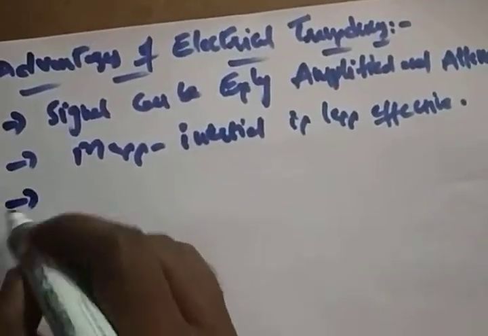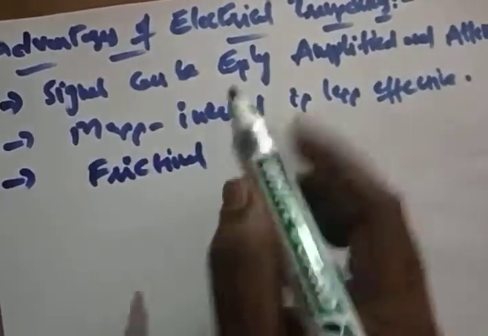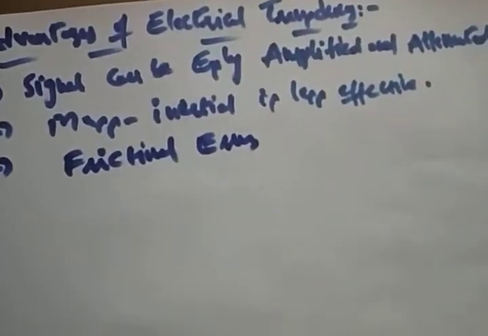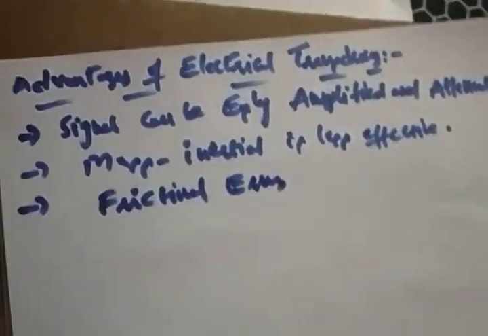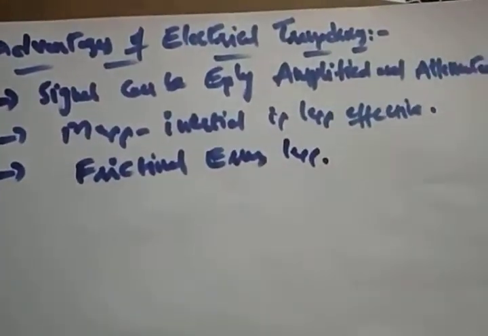And the next one is that frictional errors are less. There is no mechanical movement now, so there is no chance of frictional errors.